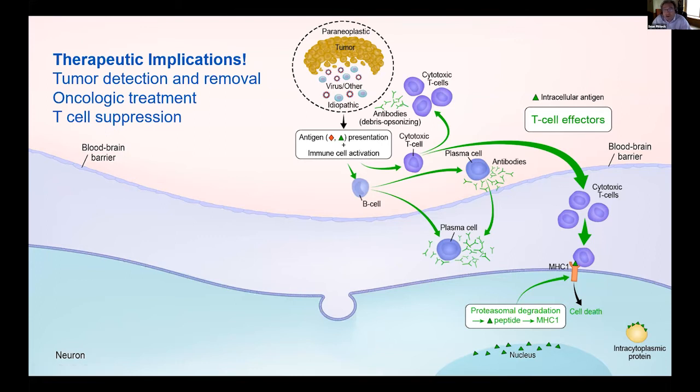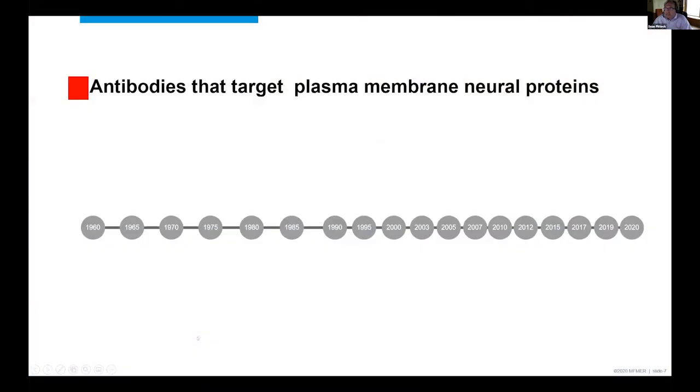And so early diagnosis and aggressive treatment that suppresses bone marrow cells is required to stop these disorders in their tracks. Also, removal of tumor sometimes can help, but generally doesn't. Now, the second scenario is where the antibodies are actually targeting plasma membrane neural proteins.